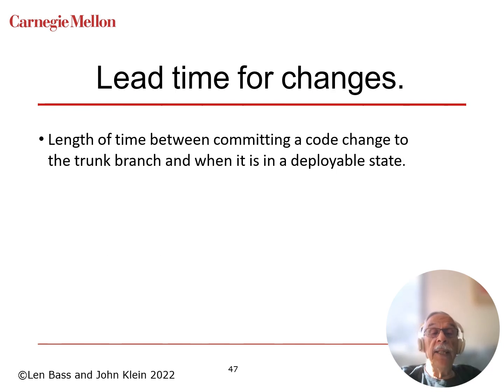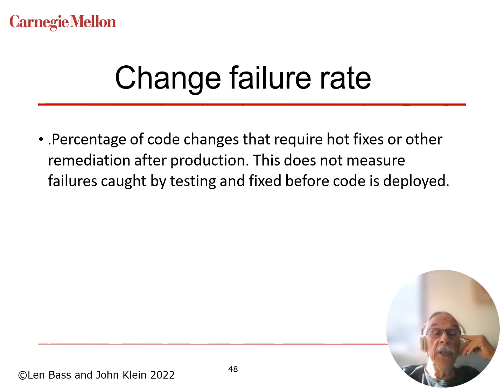Lead time for changes. How long does it take between committing a code change to the trunk branch of the version control system, and when it's in a deployable state? How long does it take to go through the deployment pipeline? What's the change failure rate? What percentage of code changes require hot fixes or other remediation after production? This doesn't include failures caught by the tests in the deployment pipeline.